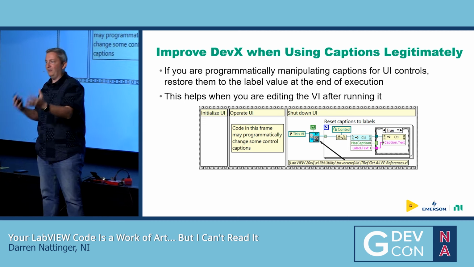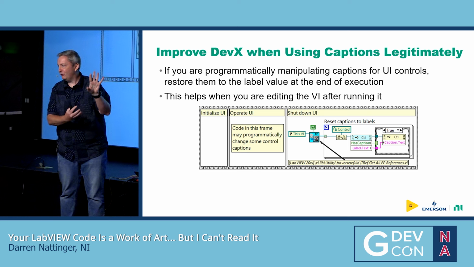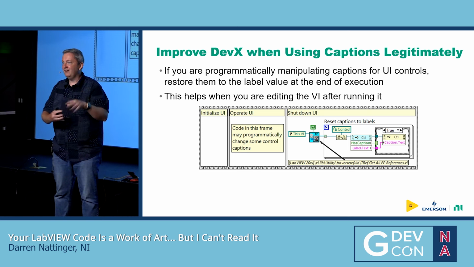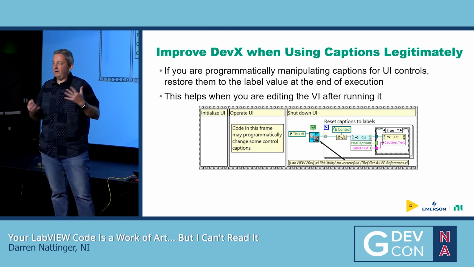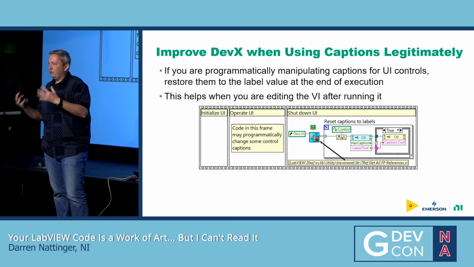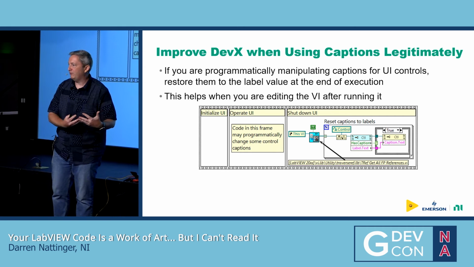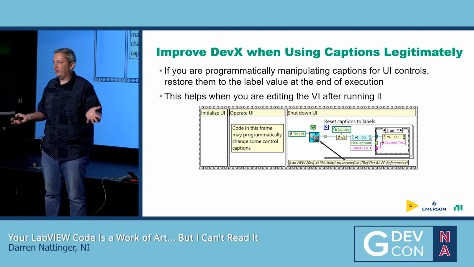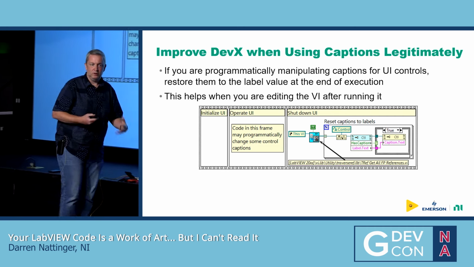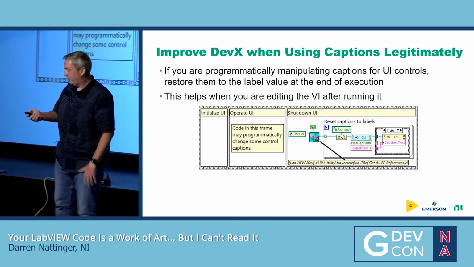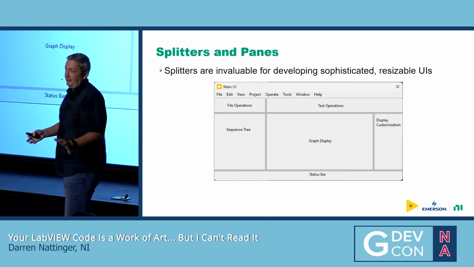But for you as the developer, if that code is left in the state where whatever the last caption you assign to it on the front panel, that's what you see, that can hinder the readability when you're working with the block diagram. So if you write some code that looks like this whenever you're modifying the captions programmatically, this will just set them all back to match the labels when the code is done running. Just a little tip to help with your developer experience when you're working with code that has legitimate reasons to change captions. All right, so let's talk about splitters and panes.